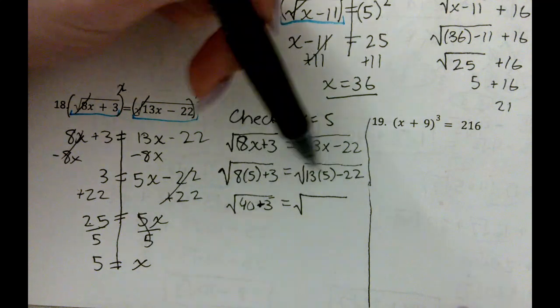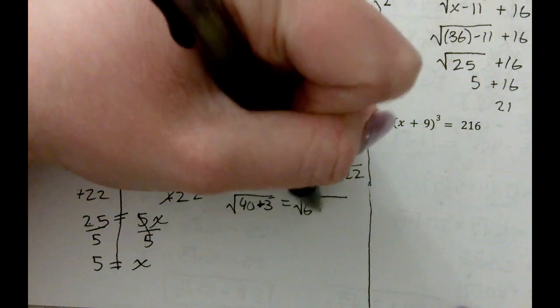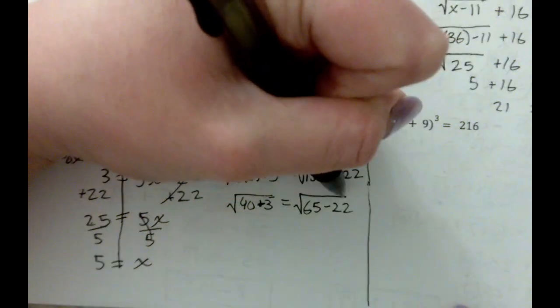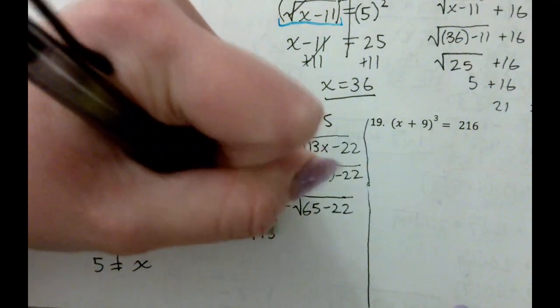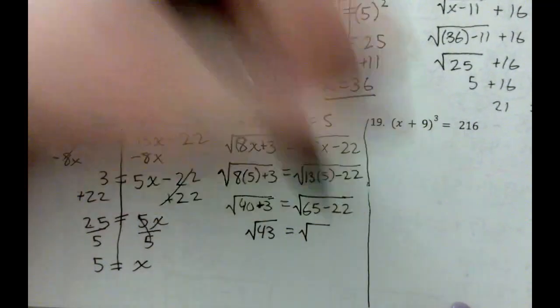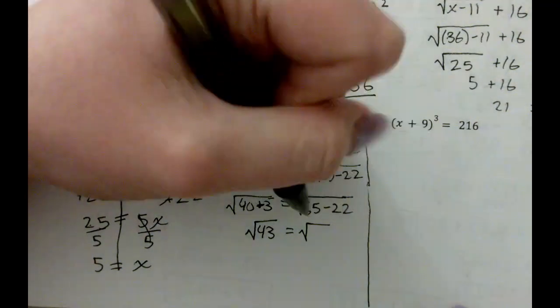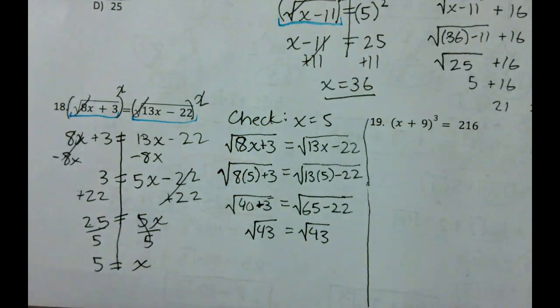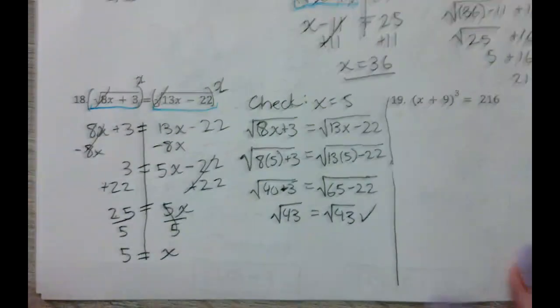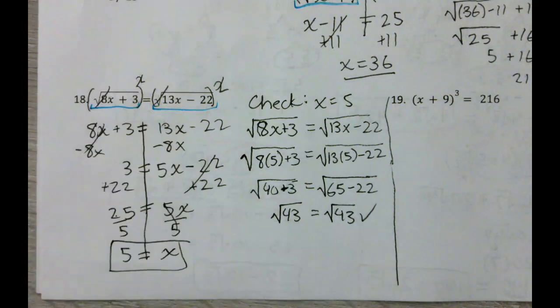13 times 5, that's 65. You can use your calculator for that, of course. Left side, 40 plus 3, well, that's 43. Right side, 65 minus 22, that is 43 as well. I got the same thing on both sides, so that is good. My x does, in fact, equal 5.